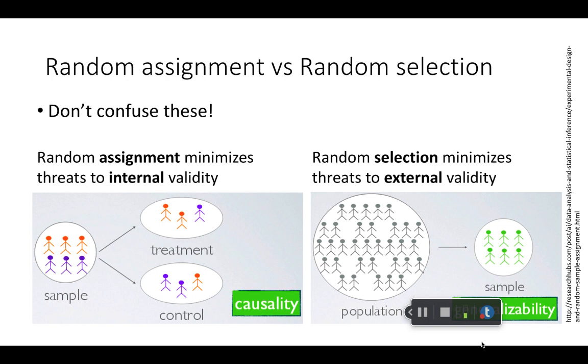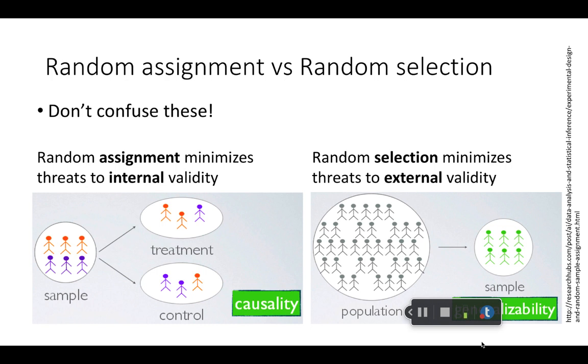Looking at the picture on the left, random assignment, again, minimizes threats to internal validity by starting with a sample and then randomly assigning sample participants to two groups, or maybe three groups, treatment and control groups. Now, the reason we do this is to get groups that will be alike in all aspects except for the kinds of treatment they receive, so that in the end, when we compare these groups on outcomes, any differences between the groups should be due to treatment and not to pre-existing differences. So this helps us establish causality or support causal inferences.